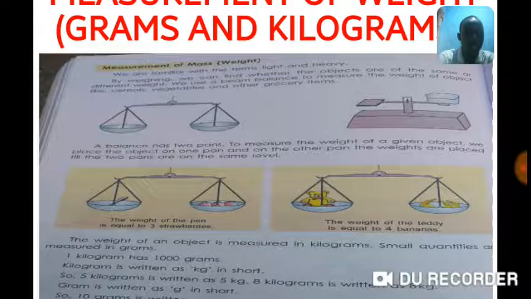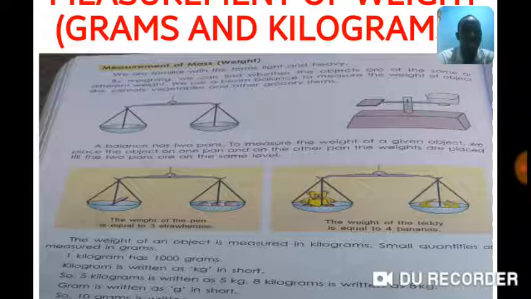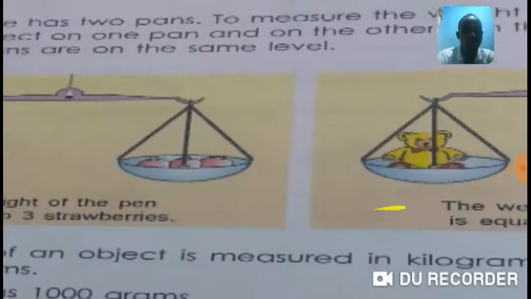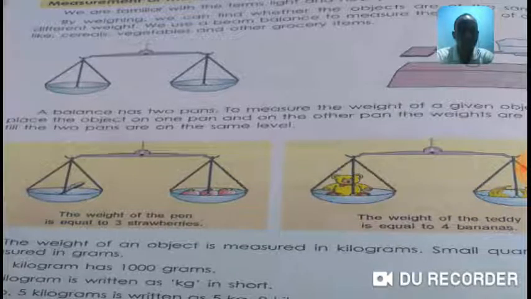The weights are placed till the two pans are on the same level. To measure the weight of a given object, we place the object on the pan, and on the other pan, the weights are placed till the two pans are on the same level. Now let's observe these pictures very well. The two pans are balanced.